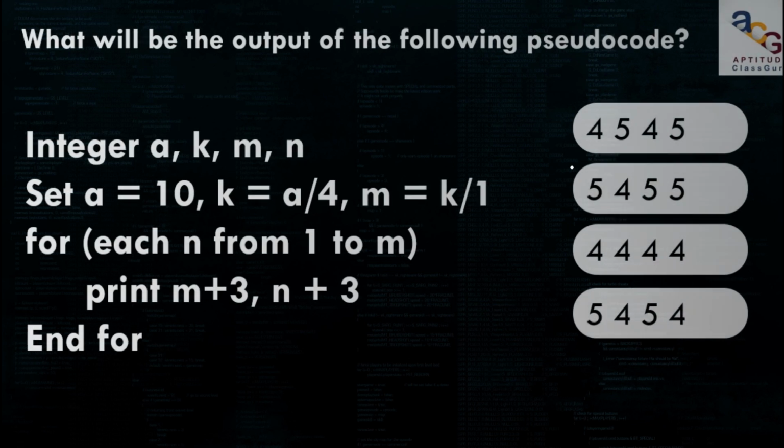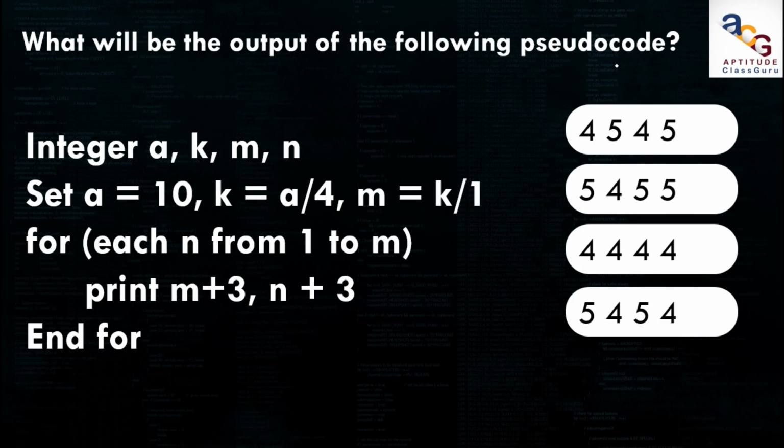Just look at the next problem. What will be the output of the following pseudocode? Integer a, k, m, n, 4 variables are given. The a value is 10, 10 by 4 gives 2 as the integer quotient. So the k value is 2. Why? Because it is integer type. So the k value is 2.